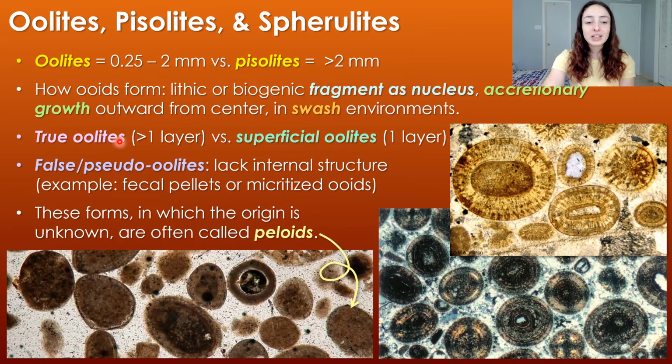Another thing to note is that true oolites or true ooids are those that have two or more layers of material surrounding the nucleus, whereas superficial ooids are used to define those with only one layer of material covering the nucleus. And false or pseudo-oolites or oolites are those that lack internal structure. For example, maybe they're fecal pellets or micrite ooids that have just been deformed and replaced with micrite.